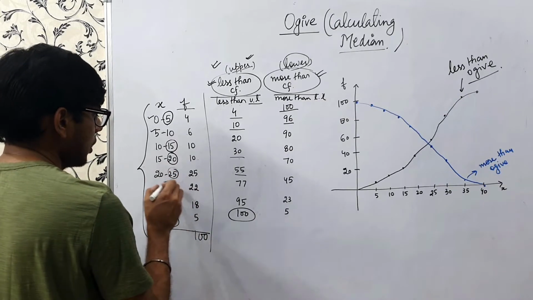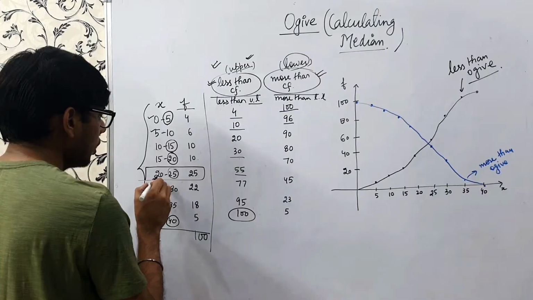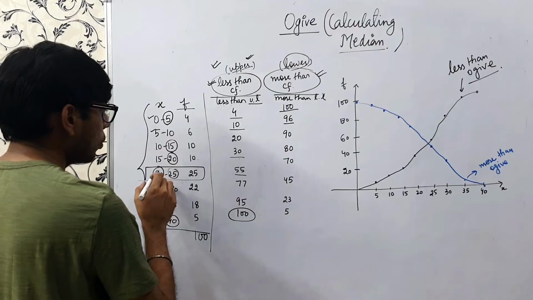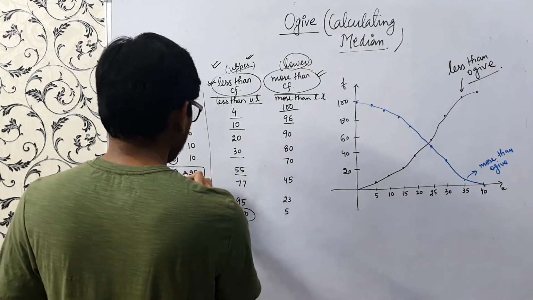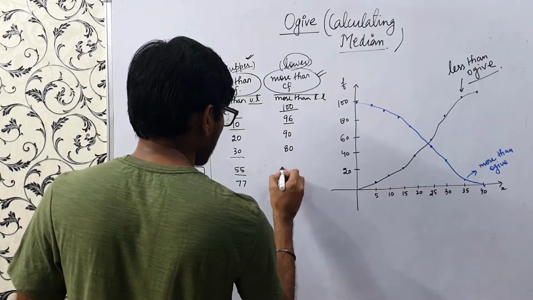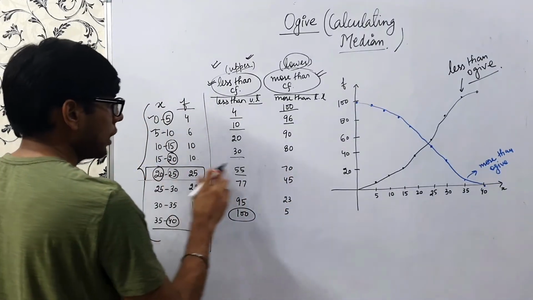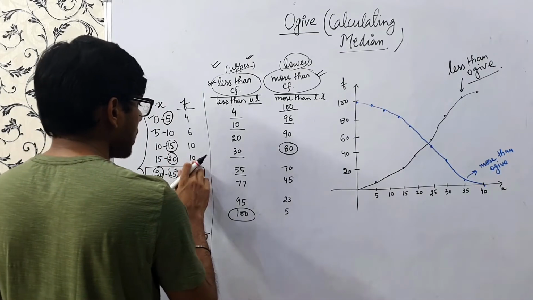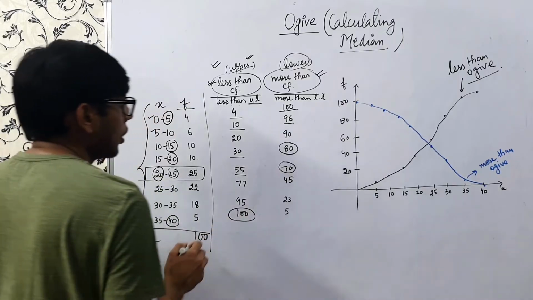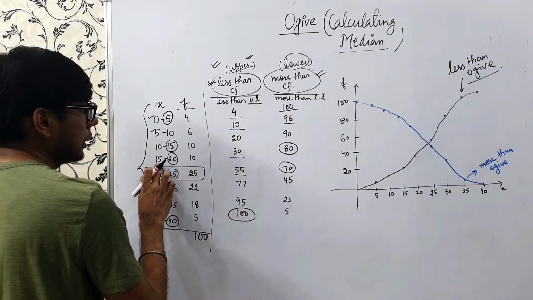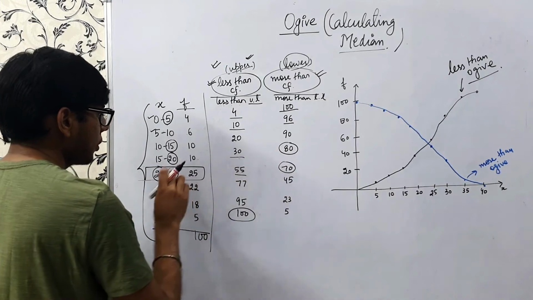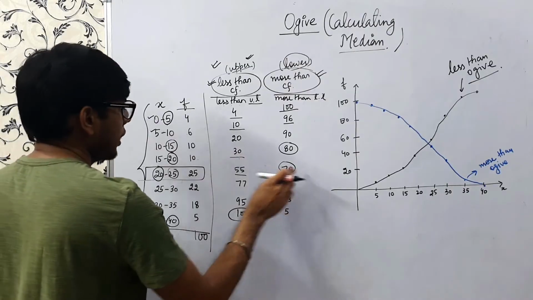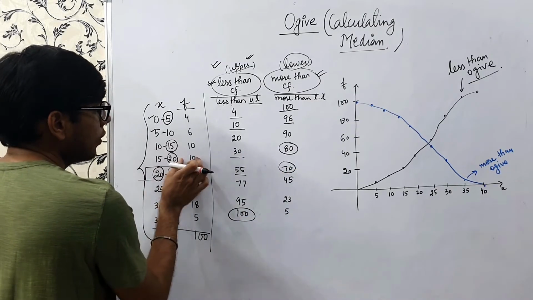If you see this one, what does that mean? More than 20. How will we calculate more than 20? This one. So 70, if you see, this will come here. This is more than 20. So 80 is more than 15 and this is minus 10, so we'll just do minus 10. So this is 70. We know that more than 15, there were 80 observations, and more than 20, there would be 80 minus 10, 70, because in 15 to 20, we have 10 observations.